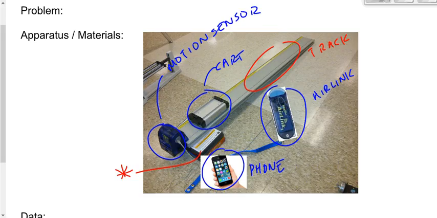All right? So what are you going to do? Well, the procedure is actually pretty straightforward and quite similar to what it was last time, except that this time you're not going to start the motor of the car and then put it down as the motion sensor is going, but rather you're going to start the motion sensor and then let the cart roll down the track. Make sense? Simple as that.